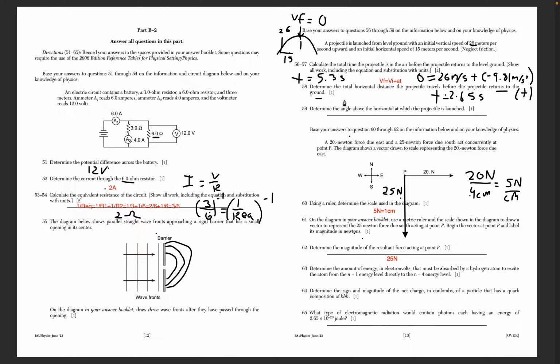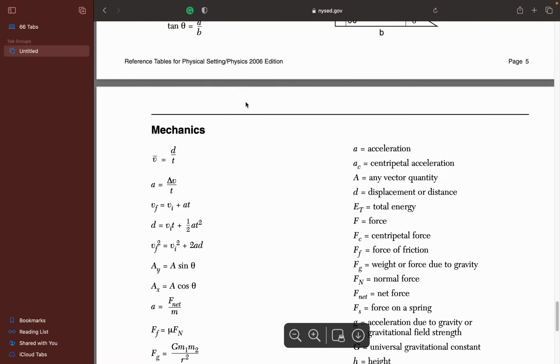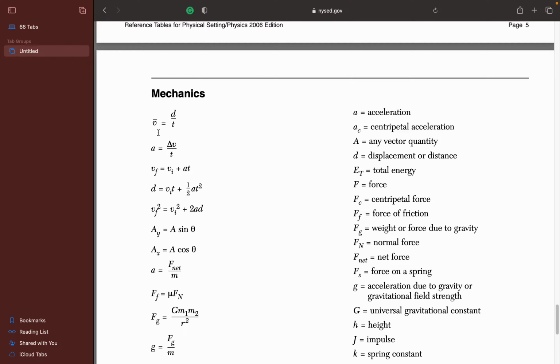Determine the total horizontal distance the projectile travels before it returns to the ground. Actually, I was talking about returning to the level ground here. I was looking at the wrong question. Before the projectile returns to the ground. Okay. We have the horizontal speed, 15 meters per second, so we can use one of these kinematics: v equals d over t.